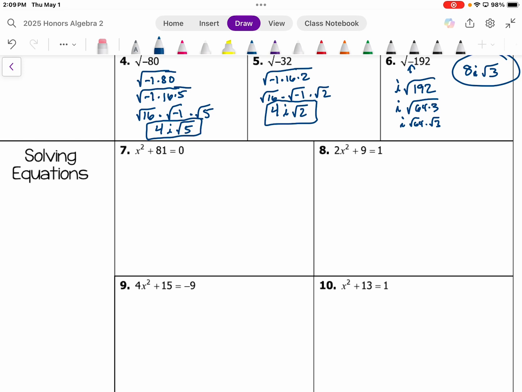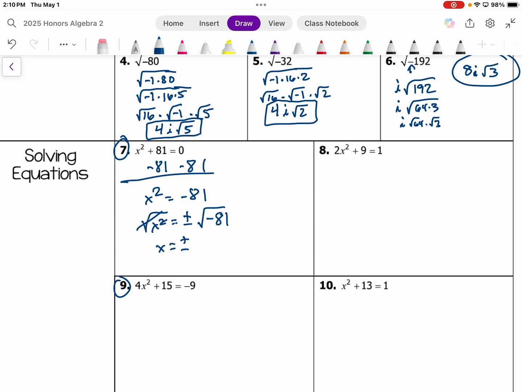I'll go down the list here since we had a little bit of an interruption. So I stick over the 81, and I get x squared equals negative 81. Remember, I moved it by an inverse operation. Now I take the square root of both sides. Remember, with the x involved in the problem, when I take the square root of both sides, I have to put a plus or minus symbol there. The square root and the square cancel, and I get x is equal to plus or minus the square root of negative 81, and now I simplify. The square root of 81 is 9, and we can bring out the negative and replace it with an i.